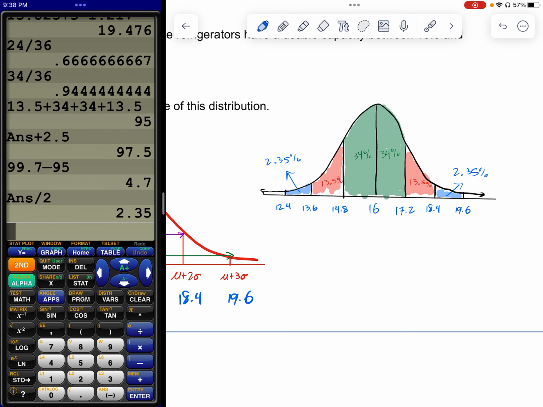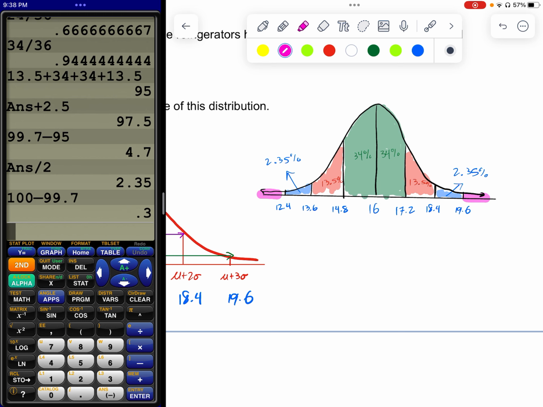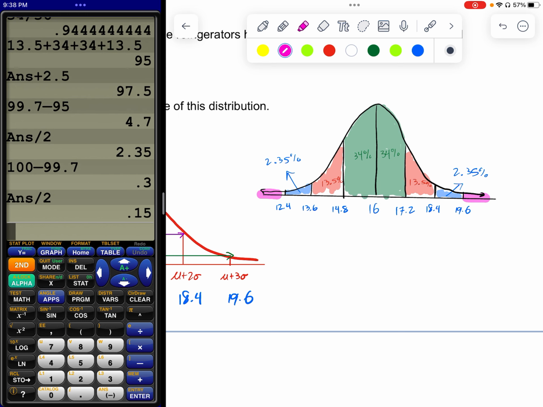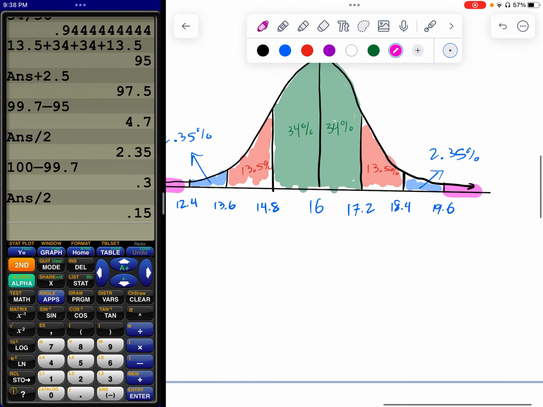So then here, let's add a new color in here. Purple. Well, it won't let me do that right now. All right, we'll do hot pink. So these hot pink sections, well, what's 100 minus 99.7? Well, it's 0.3. Cut that in half. Each little hot pink section out there is 0.15%. So it's tiny, but it is there.